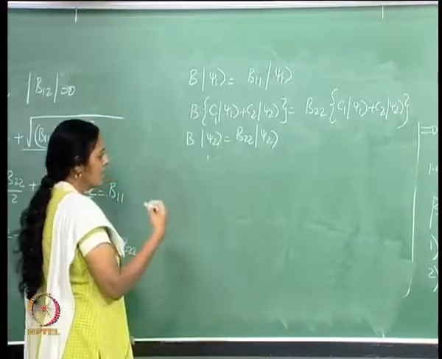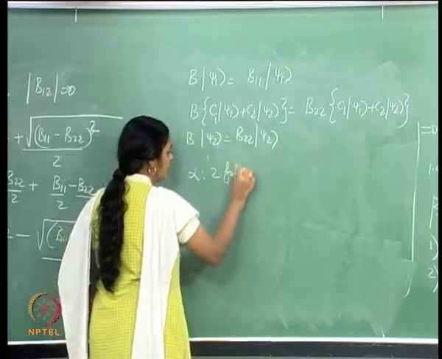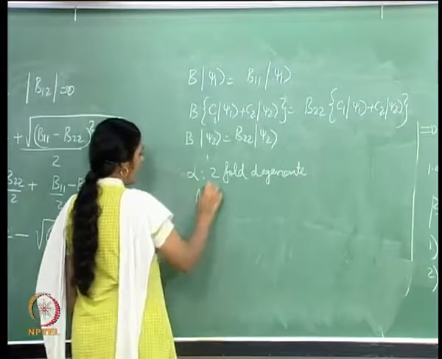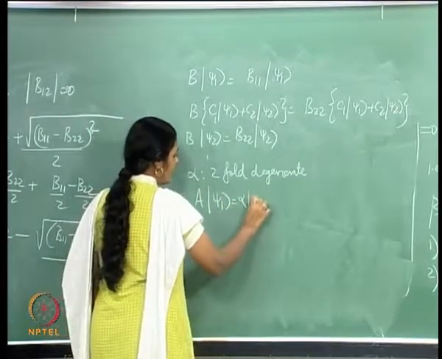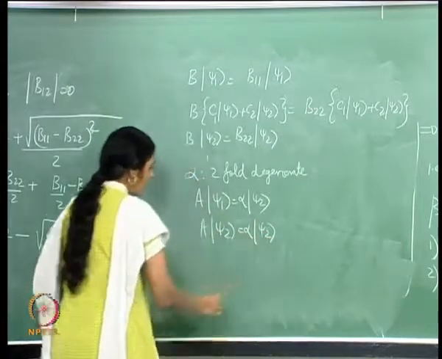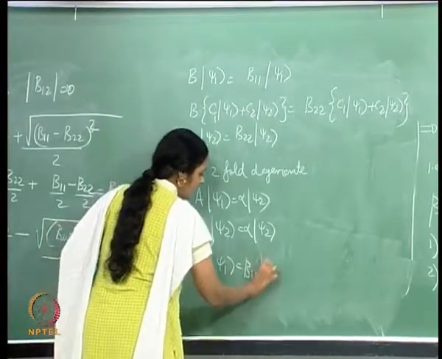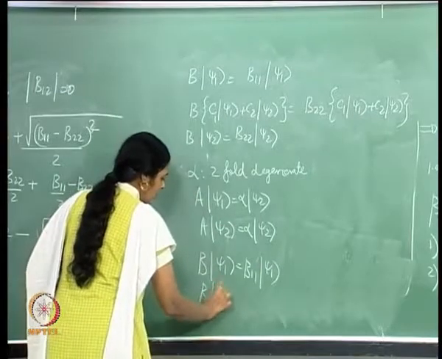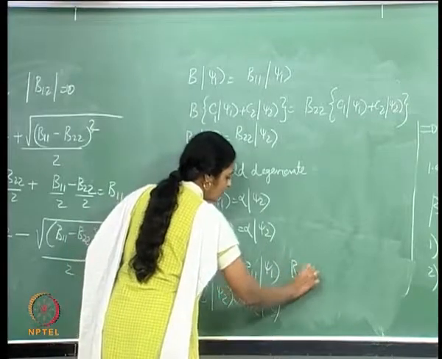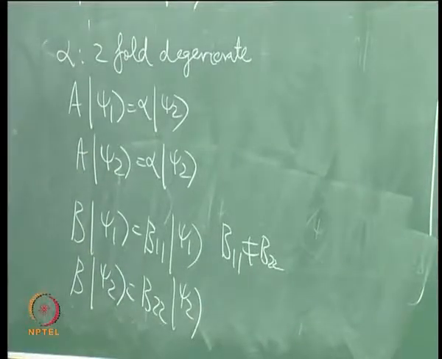So, this situation corresponds to alpha is twofold degenerate, A psi 1 is alpha psi 1, A psi 2 is alpha psi 2. However, B psi 1 is B11 psi 1 and B psi 2 is B22 psi 2, B11 not equal to B22. The degeneracy has been lifted in this case by B.